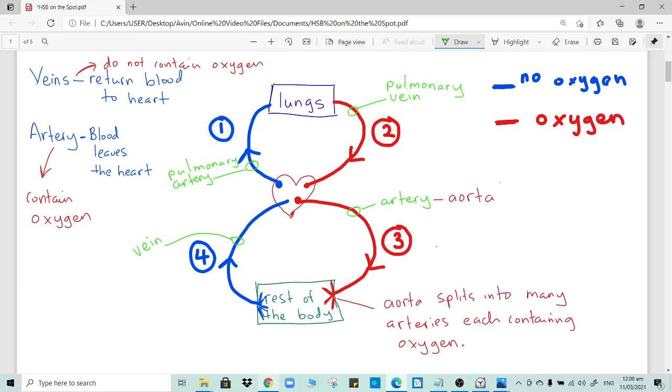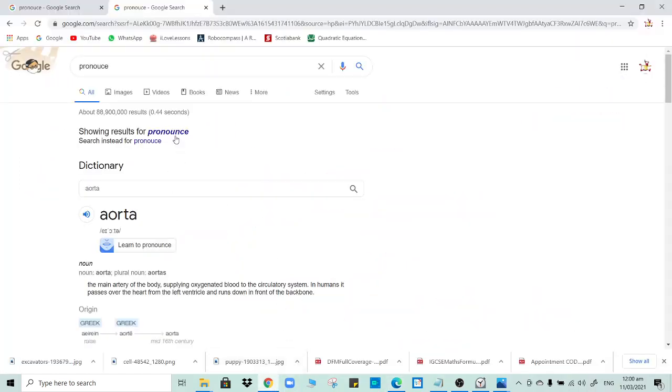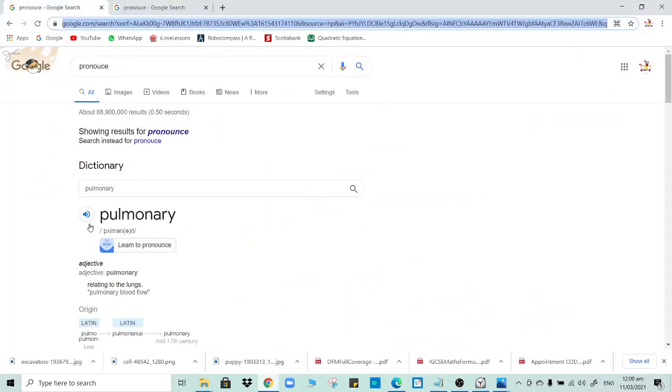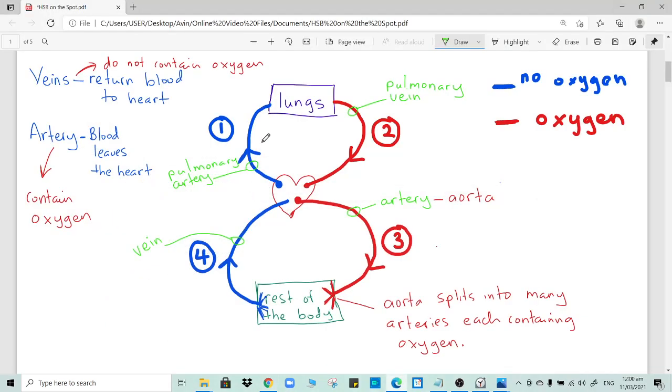I even downloaded a program. If you want to know how it's actually pronounced, this program here will say it for you. I'm just going to play it for you now. Alright, so that's how you actually pronounce it. So the pulmonary artery and the pulmonary veins both deal with the lungs. They are connected to the lungs, and they are the only exceptions to the rule.